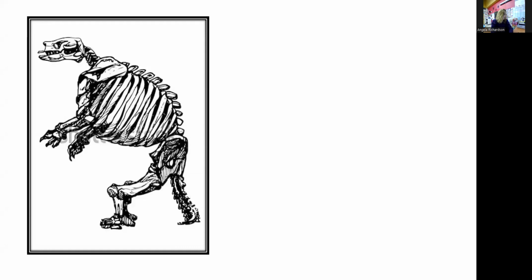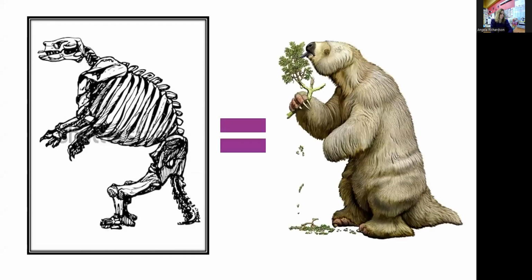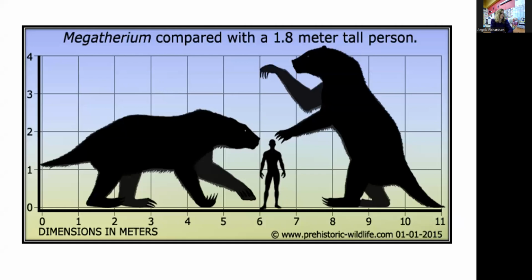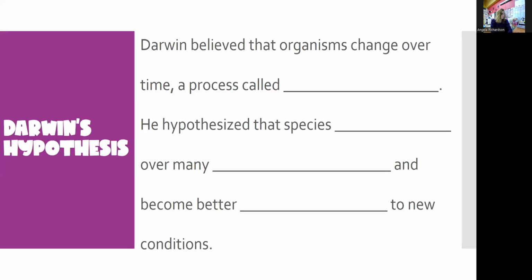Okay. This is another example of some fossils that Darwin found on his trip. These are fossils of something called the Megatherium. Megatherium is also known as the giant ground sloth. That would have stood approximately this tall. So upwards of 12, 13 feet tall.